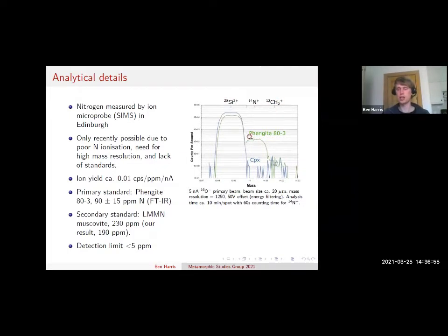And we can see here in our phengite primary standard, we have a clear nitrogen peak, which is distinct from the silicon and the carbon. And in the pyroxene, we have no nitrogen. So we have a phengite primary standard, which was analyzed by F2AR for nitrogen contents. And we have a muscovite secondary standard, which we were able to reproduce relatively well.